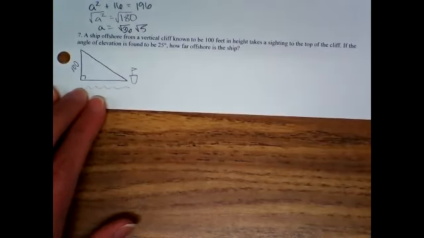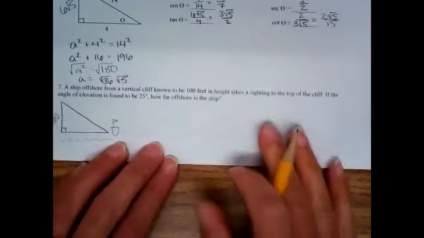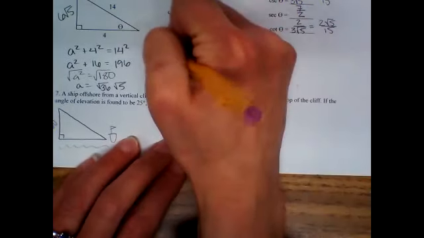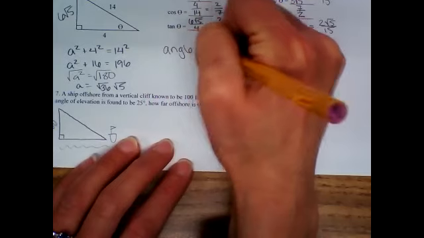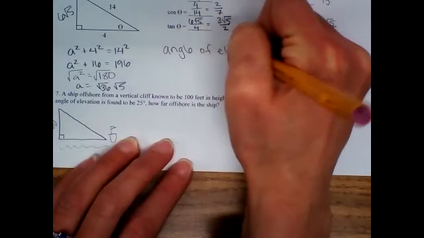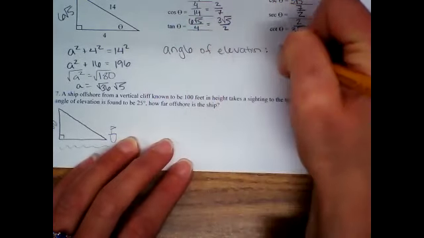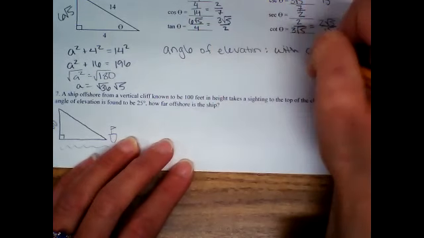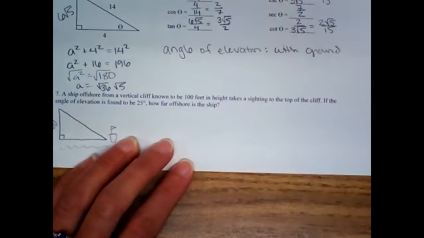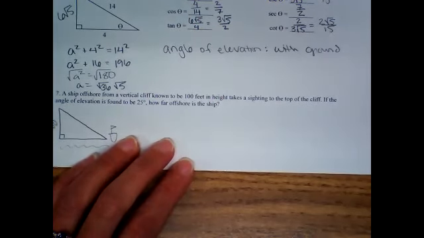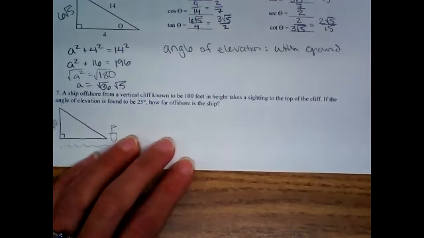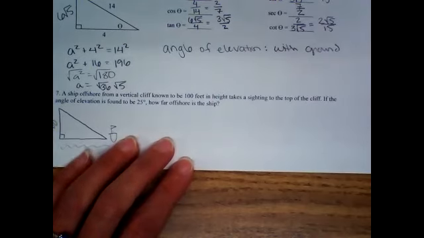We take a sighting to the top of the cliff. Oh, angle of elevation. I need to mention that real quick. Let's put this in the space that we have here. Angle of elevation. That is the angle with the ground. Or in this problem, it's going to be the angle with the water. In other words, you're looking up. Elevation means looking up. So it's going to be the angle with the ground or the water or whatever's at the bottom of the problem.